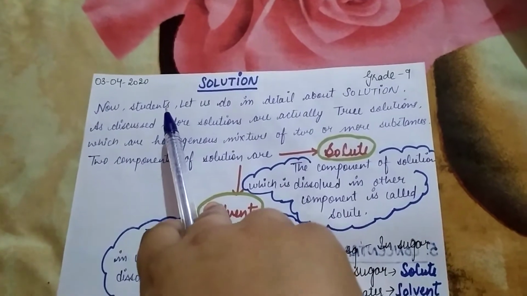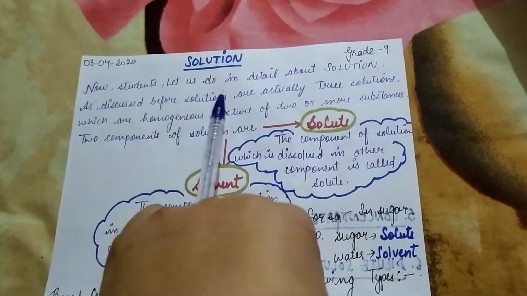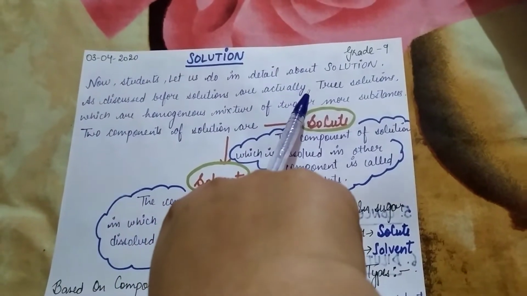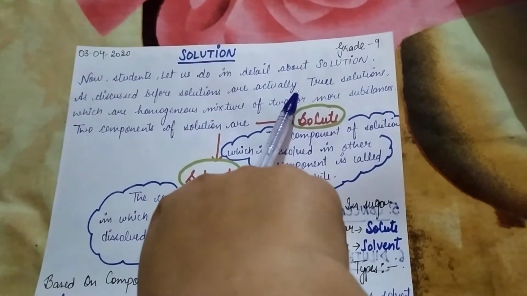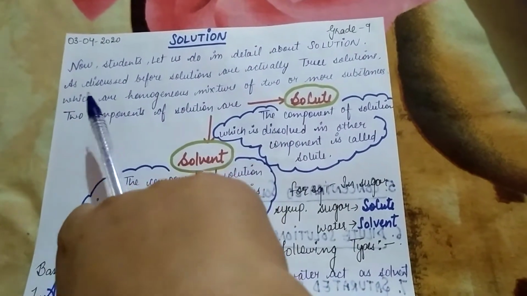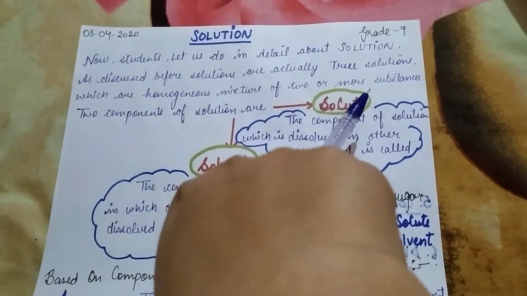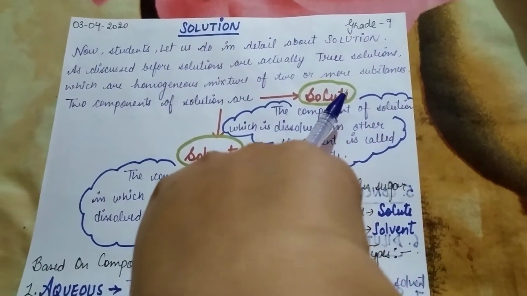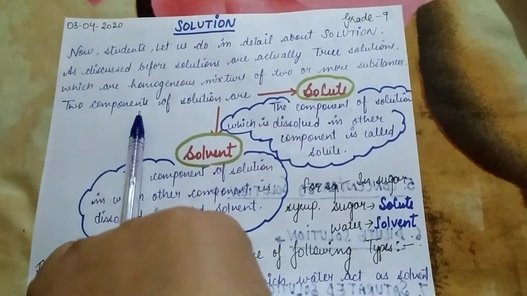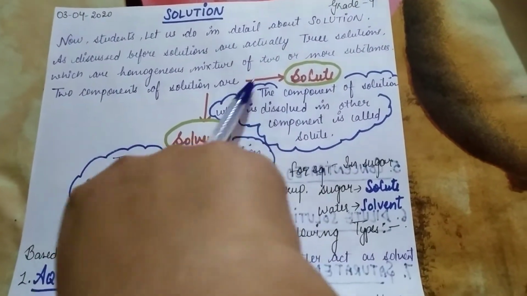Now, students, what do you mean by solutions? Solutions are actually true solutions in which the particle size is very small. Also, solutions are homogeneous mixtures of two or more substances. The two components of a solution are solute and solvent.